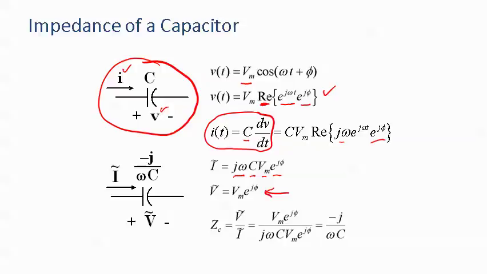Now the definition of impedance here will be the voltage phasor divided by the current phasor. And when we put those together, then we get V max e to the j phi in the numerator and j omega C V max e to the j phi in the denominator. Now the e to the j phi's cancel, the V max's cancel, and we're left with 1 over j omega C. That becomes the same as minus j over omega C. Remember, when you take 1 over j, that's the same as minus j in the numerator.